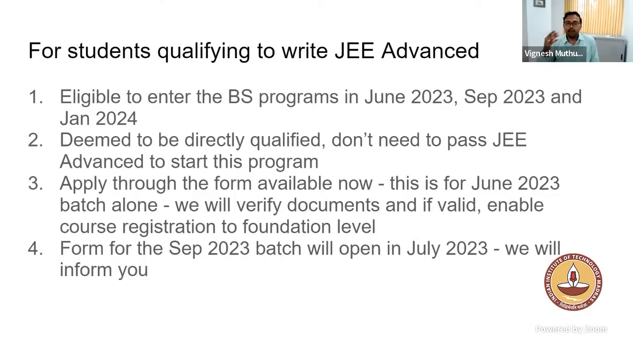So you can look at July as the timeline where you will be able to apply for the September 2023 batch. So if you are interested in joining the program at a later date, that is also possible. But if you are interested in starting right away in June, then you can actually use this time to apply and start registering for courses.